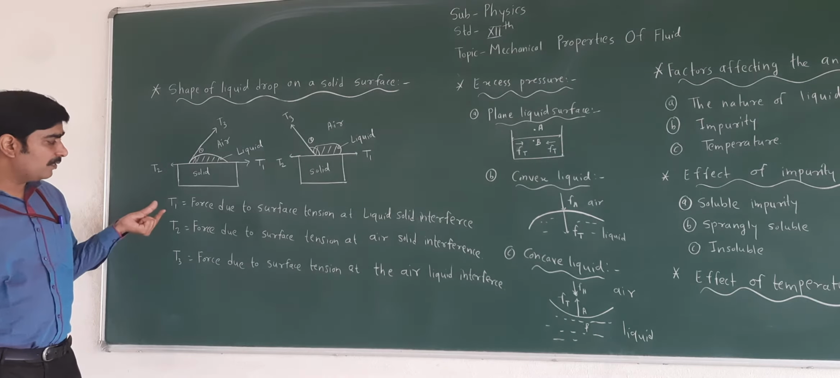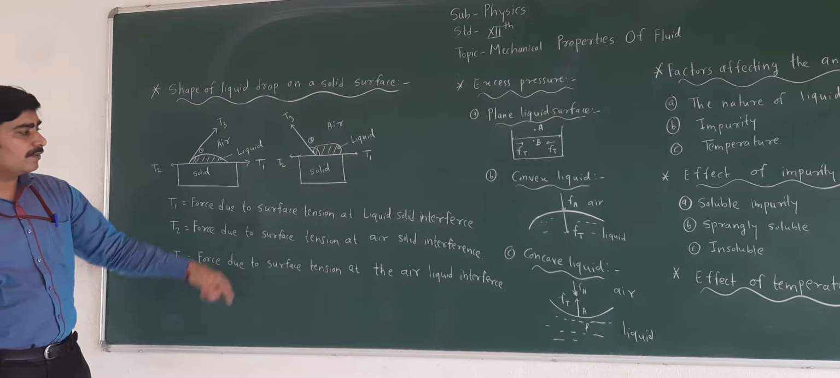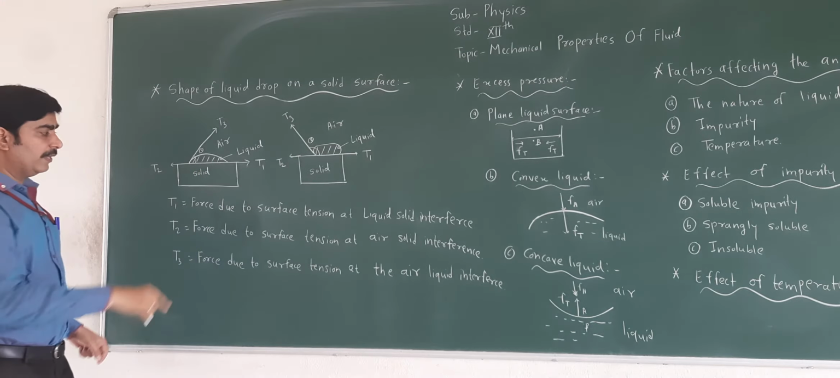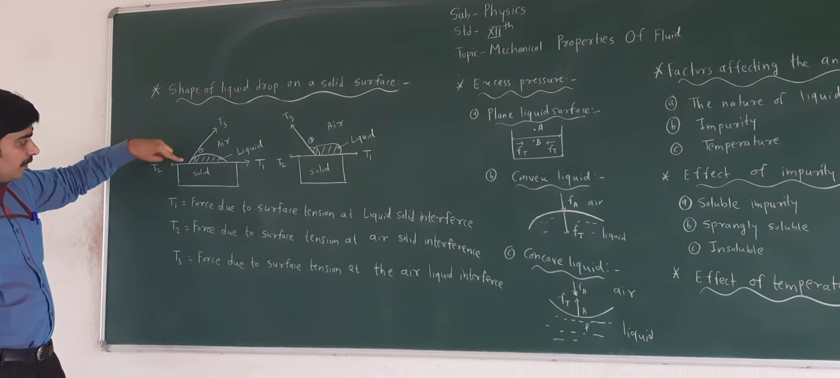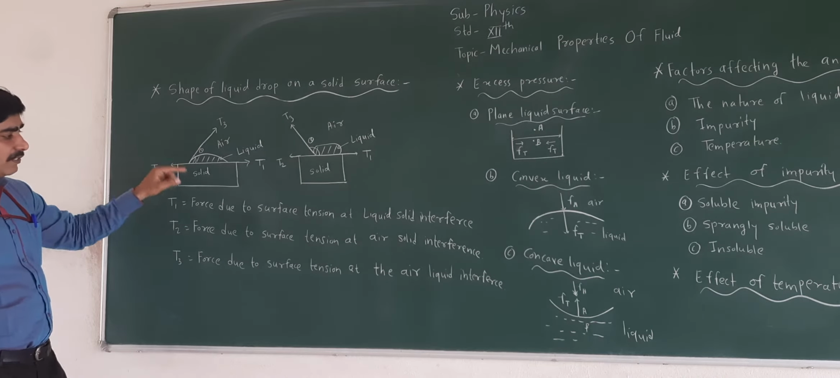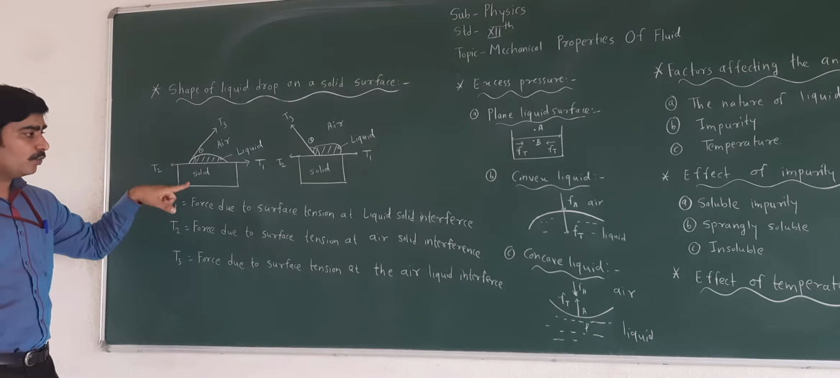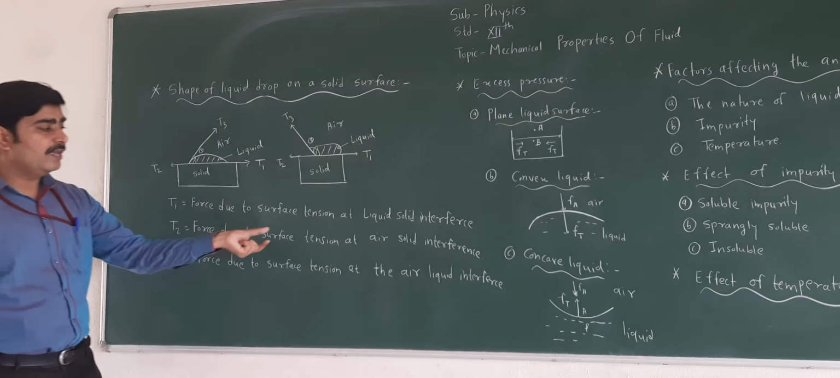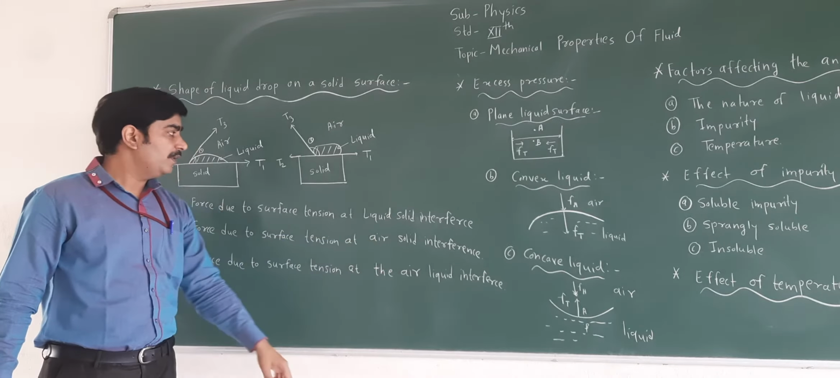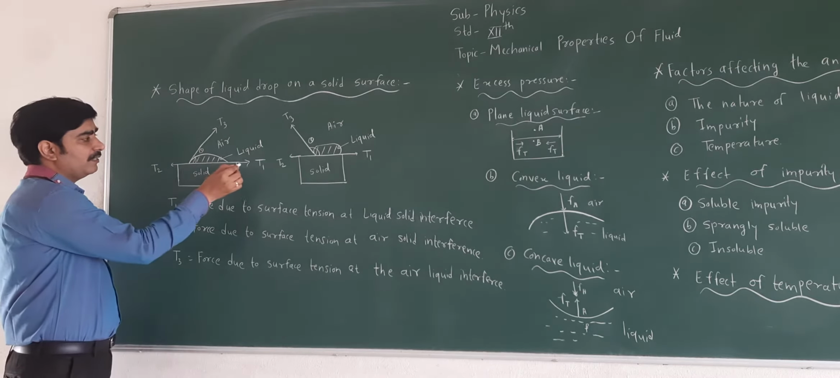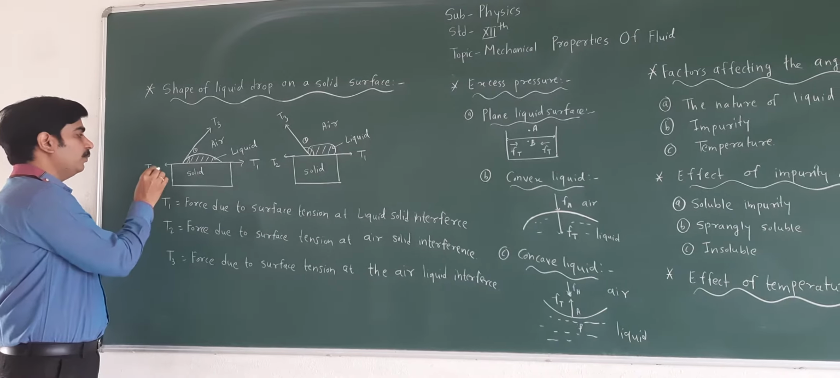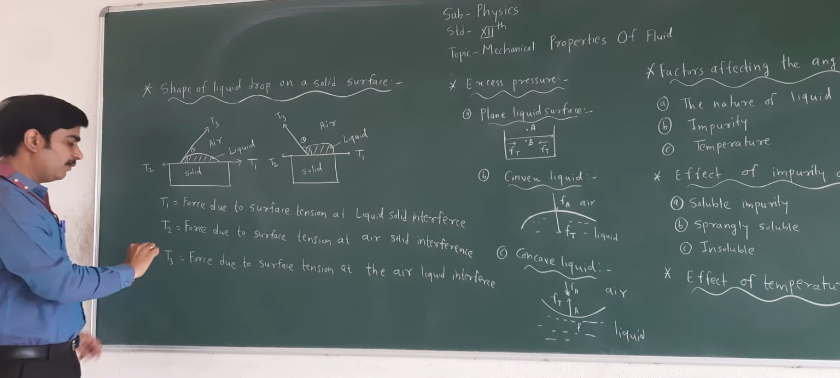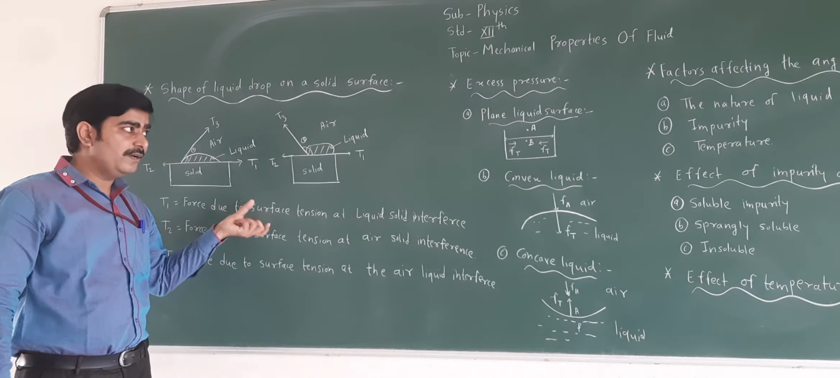Now friends, what is T1? T1 is a force due to the surface tension at the liquid and solid interface. Again, look at T2. T2 is a force due to the surface tension at the air and solid interface, and T3 is a force due to the surface tension at the air and liquid interface. So here you can say T1 is solid-liquid, T2 is air-solid, and T3 is liquid-air. In that way we have written about T1, T2, T3.